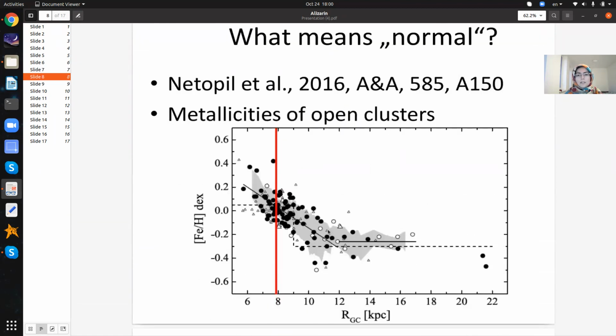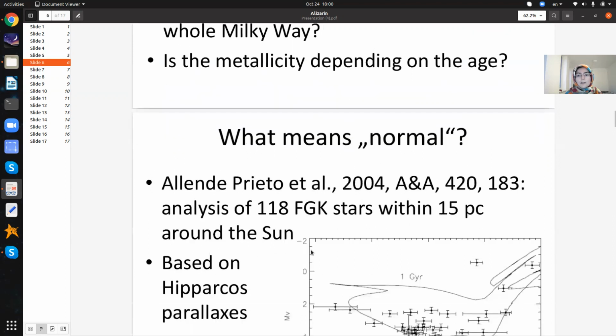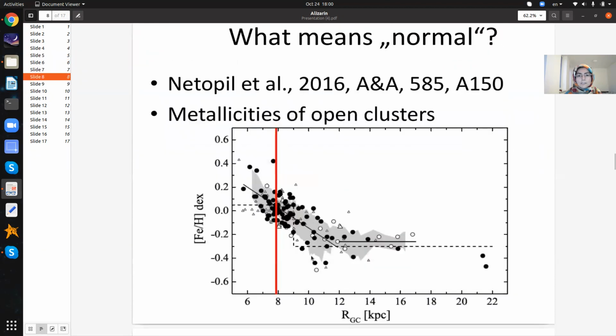And for the next question, that is related to the metallicity: is the metallicity in the solar neighborhood representative for the whole Milky Way? We see in this plot the metallicity for open clusters. For example, here is our sun, and here is our neighborhood. In the central part of the galaxy, we see more metallicity, but when we are far from the center, we see less metallicity.